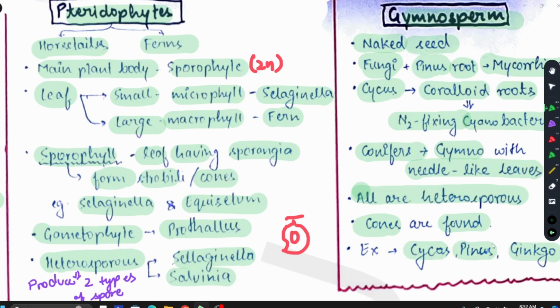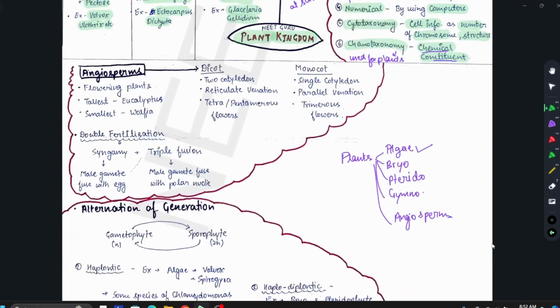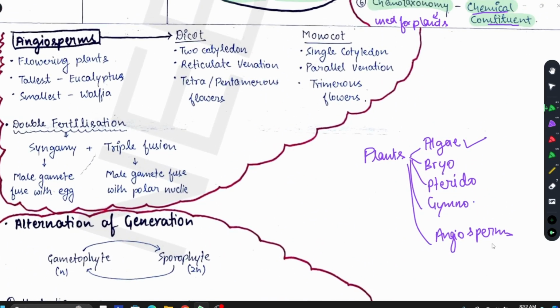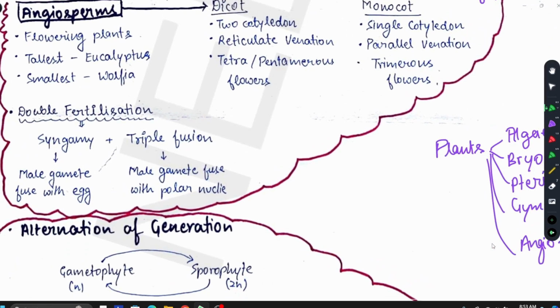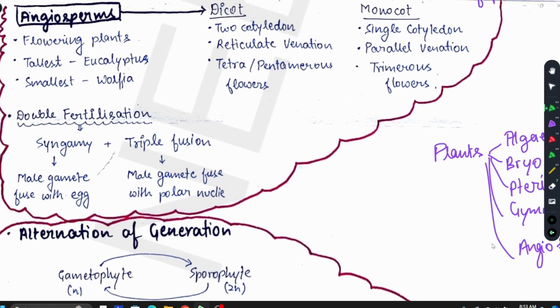Now, angiosperms is basically nothing. There is basically nothing given on angiosperms in this chapter, because there is a dedicated chapter on angiosperms in class 12. So that's why we have to study very little about angiosperms in this chapter. This is the last topic. Angiosperms are called flowering plants because these are the only plants that have flowers. Algae, bryophytes, pteridophytes, gymnosperms, all these plants don't have flowers. Only angiosperms give flowers.